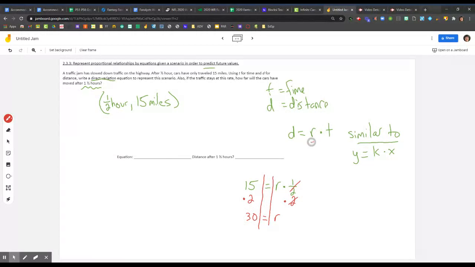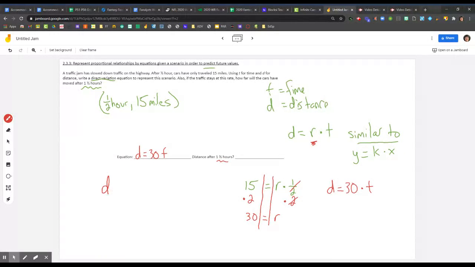So we know our k value or our r value. So d equals 30 times t. So that's the equation here. D equals 30t, or 30 times t. What's the distance after 1.5 hours?